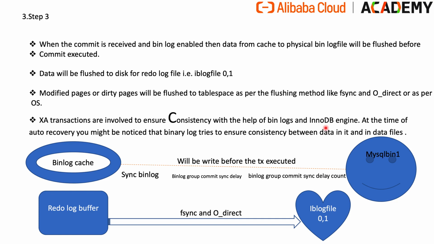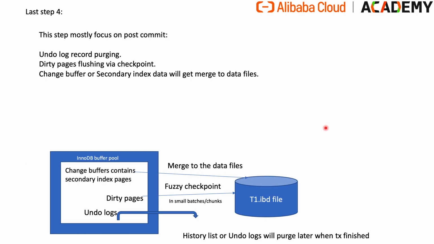So XA transaction is completely different and it can be useful for a different topic which we can discuss. So this is the commit step. Now let's go for the last step, which is post commit and how it performs. So once a transaction is committed, different actions are still pending to be executed. So as I have mentioned, we have dirty pages, we have change buffers, we have undo logs also.